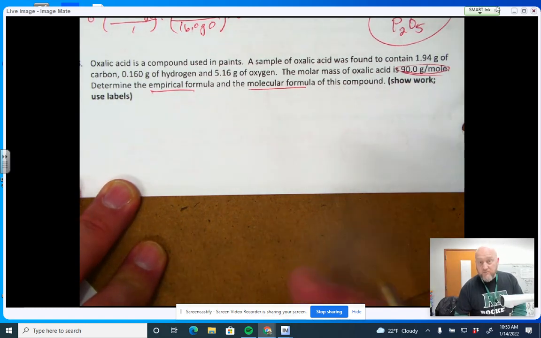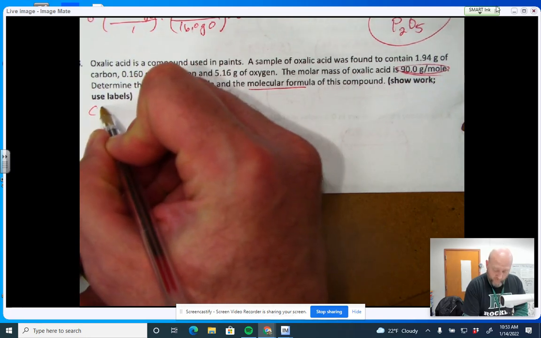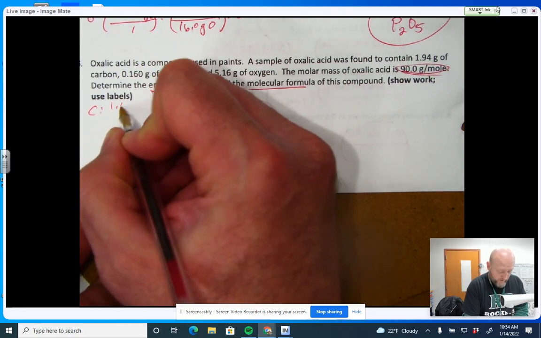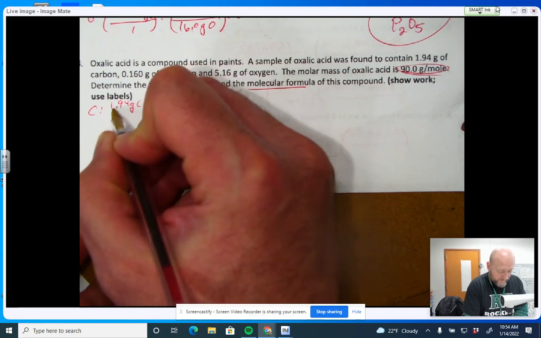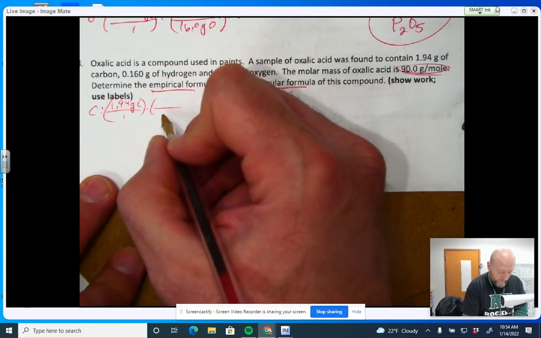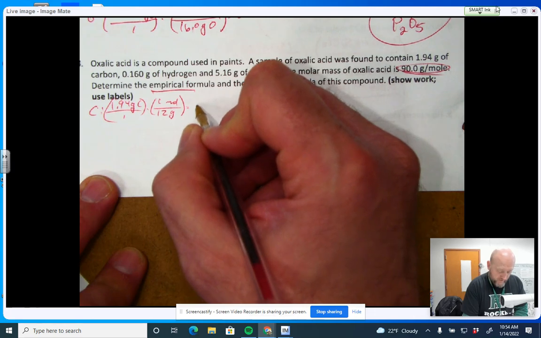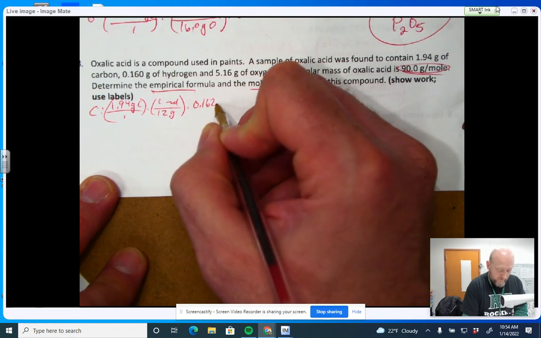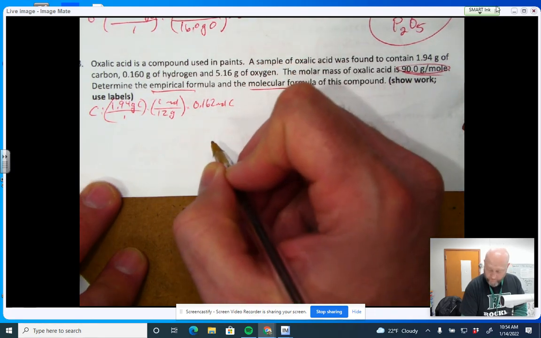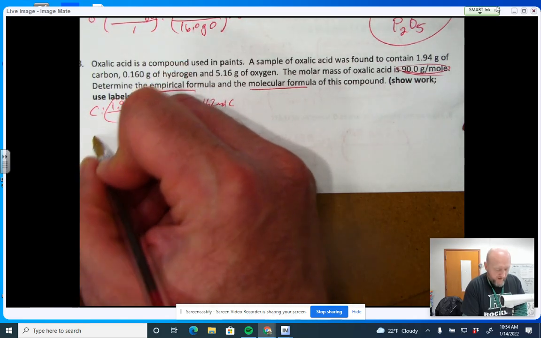So first, as we did with finding the empirical formula from the previous example, let's start with carbon. Carbon, we have 1.94 grams of carbon. And from the periodic table, we see that the molar mass of carbon is about 12 grams per 1 mole, which gives us a mole ratio of 0.162 moles of carbon. I'm going to move through this a little bit quickly just for the sake of time.